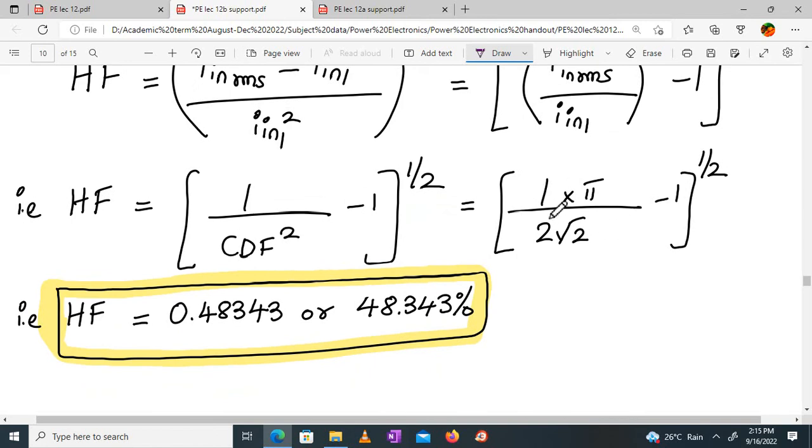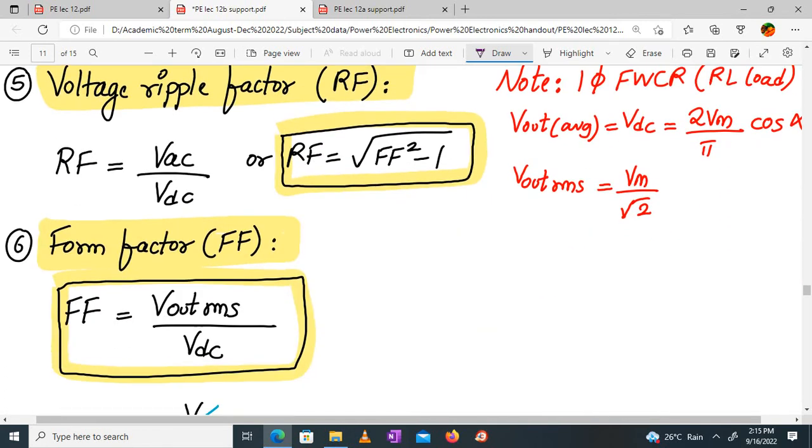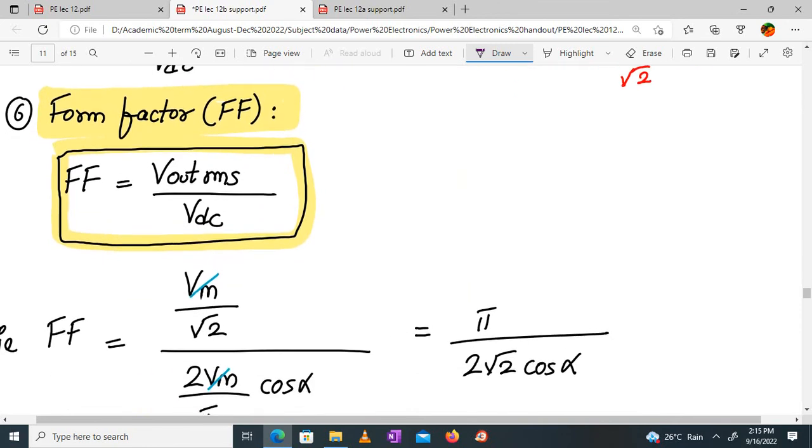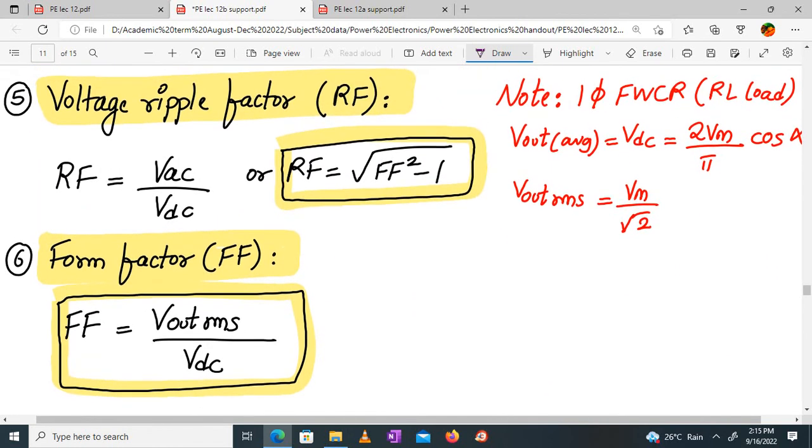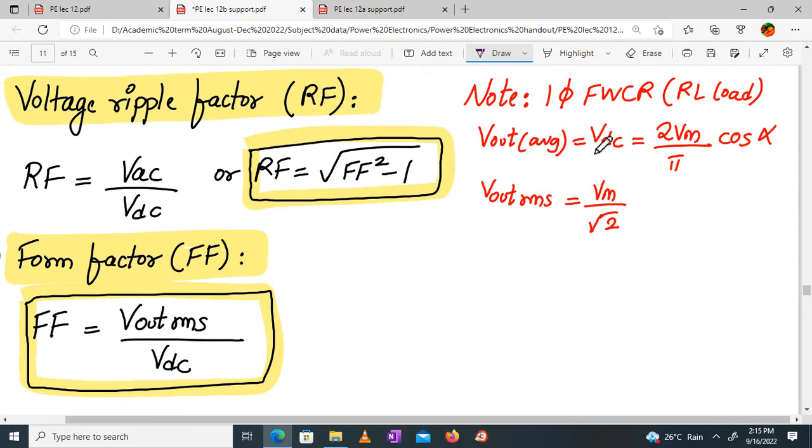Before voltage ripple, write form factor. We have read this already, right? Write down form factor. We are revisiting it. What was the formula? V out RMS upon VDC. Now, for a single phase full wave controlled rectifier, what was the average value of the output? 2 Vm by pi cos alpha. And what was the RMS value? Vm by root 2. We got these values, right? Now substitute the average value and RMS value into it. You'll get the answer. Don't try to remember the final formula. Remember this basic formula. Are you understanding?